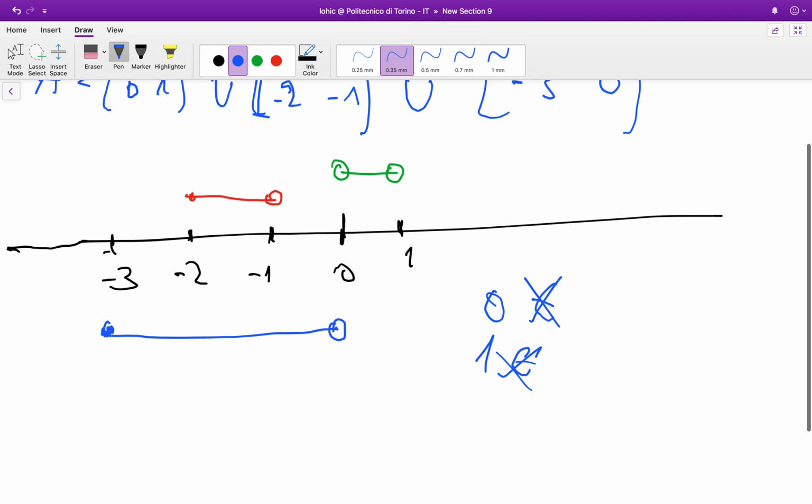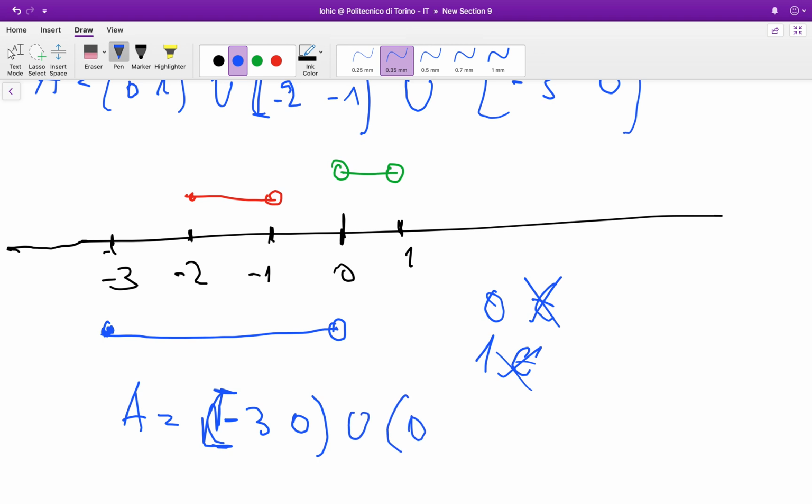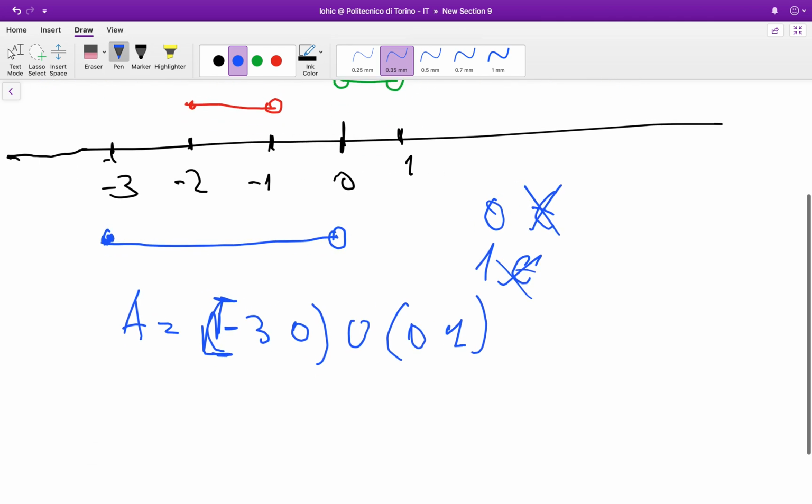You see that for A, we will take all the numbers from -3 to 0. They all belong at least to the blue one, yes or not? But we should not take 0, but we should take -3. Then we should take again from 0 to 1. All of these belong at least to the green one, yes or not? But we should also not take 1. Is that clear? So this is another way to write A.